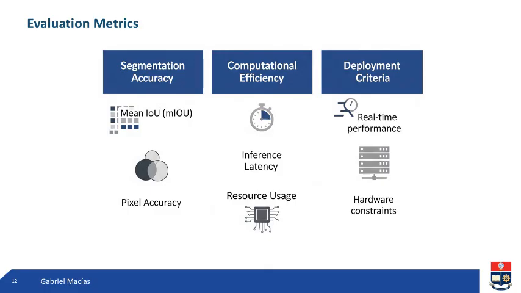In addition to mean IOU, we also consider pixel accuracy. While pixel accuracy provides a general measure of correctness, it can be biased toward dominant classes, so it must be interpreted alongside mean IOU. Another important aspect of evaluation is computational efficiency. Therefore, we also examine metrics such as inference time and resource usage. Considering both accuracy and efficiency is crucial because real-world applications often require real-time performance or deployment on resource-constrained hardware.